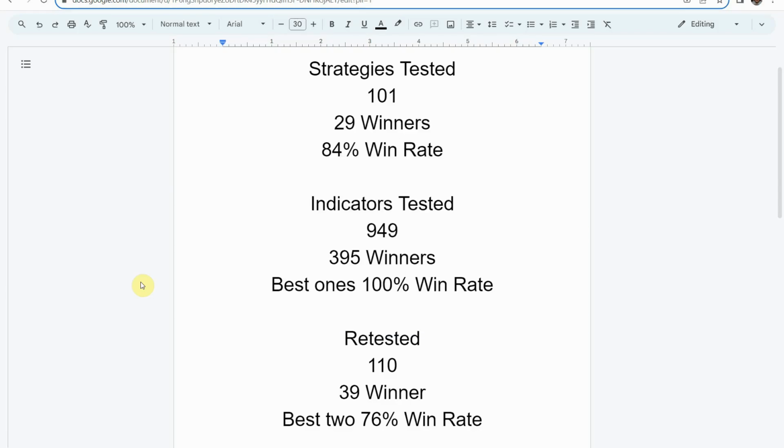so far. We've also tested a total of 949 indicators, with 395 of them being winners. The best one so far was able to achieve a 100% win rate. Now you need to go back and watch those videos to understand the context of how they were able to achieve that. So go back and watch those videos and see what you can get out of those winning indicators. We've also retested in the advanced testing 110 of the winning indicators. 39 of them have been able to maintain the winning status, the best two, a 76% win rate. And keep in mind that we test most of these indicators and strategies on the Forex and crypto market, but they can be applied to just about any market and time frame universally.